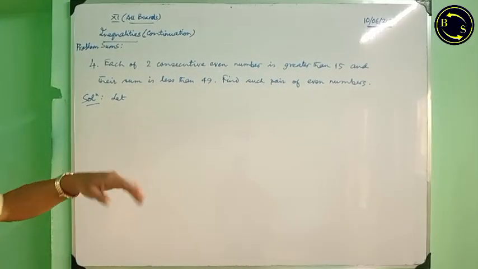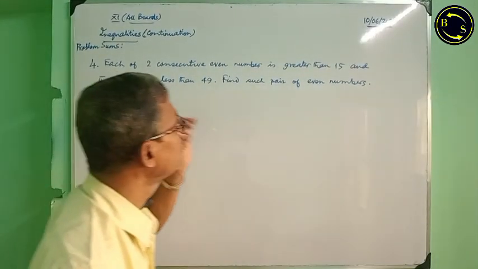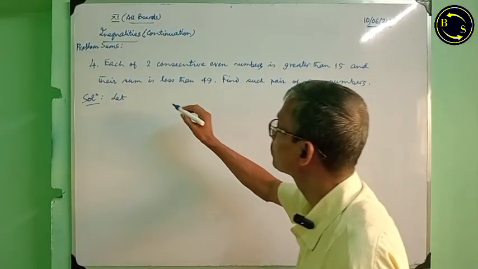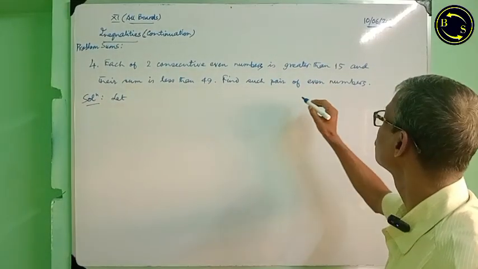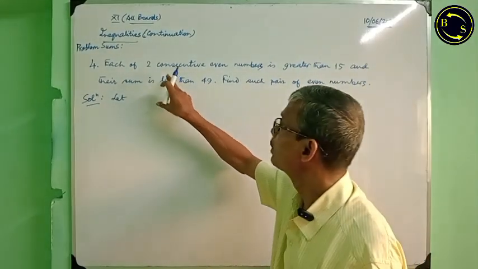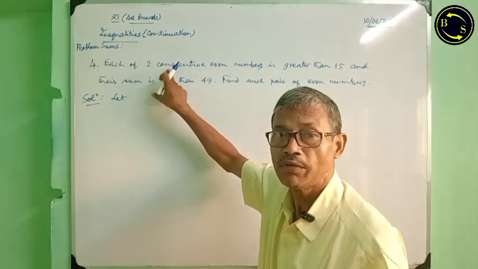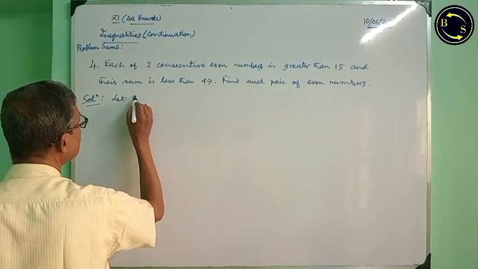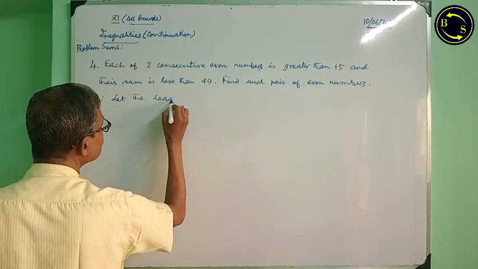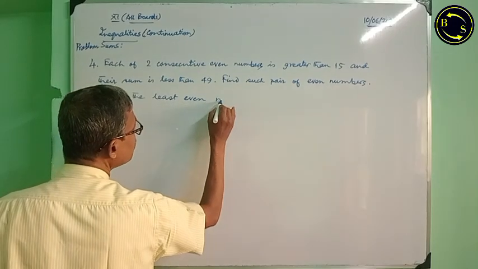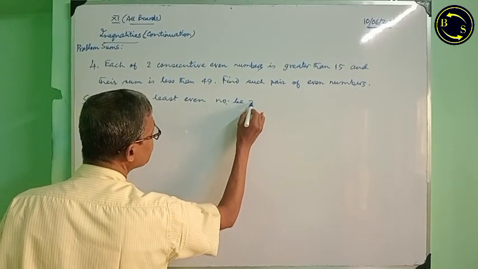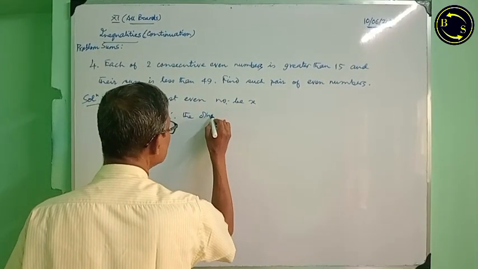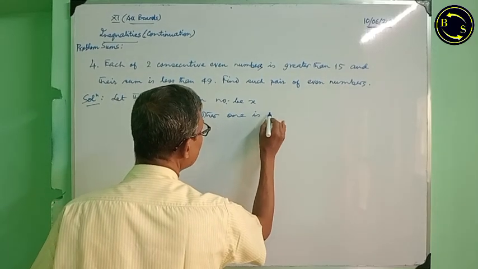Let me first read the sum. Each of two consecutive even numbers is greater than 15 and their sum is less than 49. We have to find such pair of even numbers. Numbers will be even, two even numbers. We take first the least one. Let the least even number be x. Therefore, the other one is x plus 2.